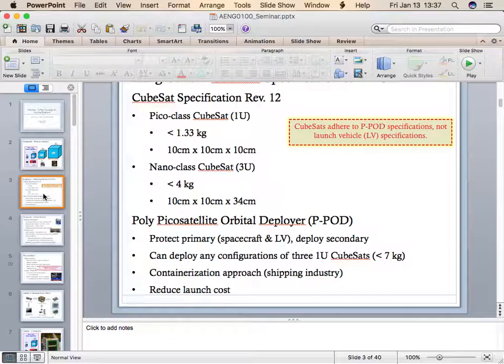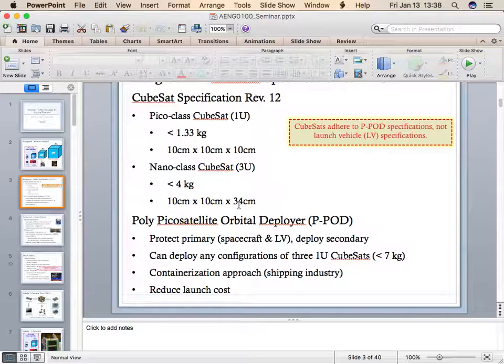And the current version is version 13. You need to go to cubesat.org and find this document. And just go through the document. It will give you a lot more constraints. It will give you diagrams of the outer structures. These we discussed, right? 10 by 10 by 10, 10 by 10 by 30. This is actually 34, so you have a little bit more than 30 centimeters.